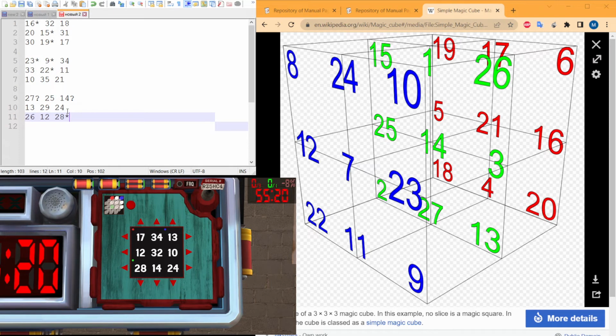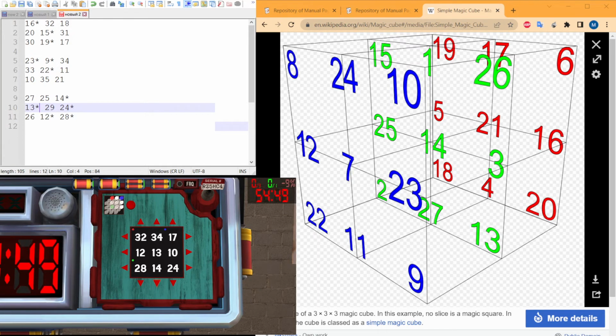28, 14, 24. Okay. 27 is not here. Okay. 12. Yes, it is here, in the middle row already. 32 no. 10 no. 17 no. 34 no. 13 yes. I move it to the middle row.